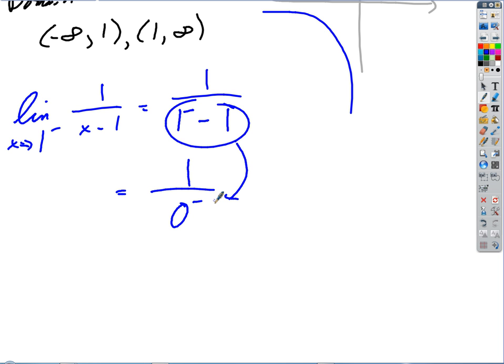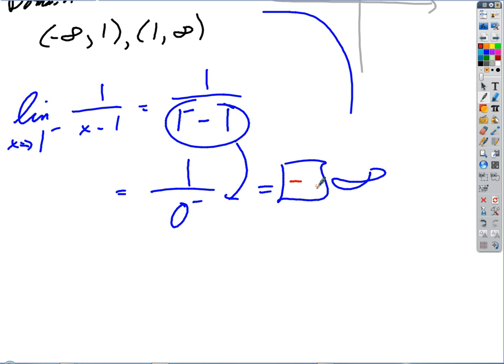Let's take that into pieces. First, let's just look at the big numbers. A number over 0 tells us what? Undefined. Yeah, infinity of some kind, right? We just don't know what kind. So we know that it's some flavor of infinity. Now we have to be specific. Just go to the sign rules. Positive 1 divided by a negative number, albeit small, is what sign? Negative. We got it. It's negative infinity.